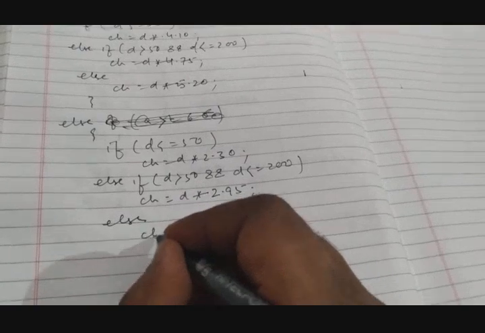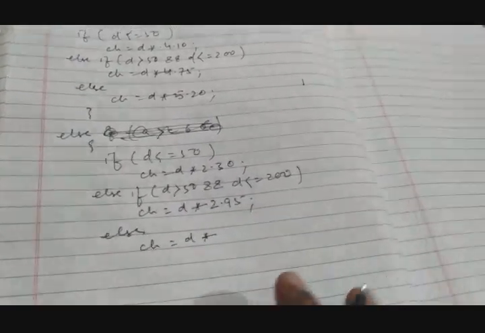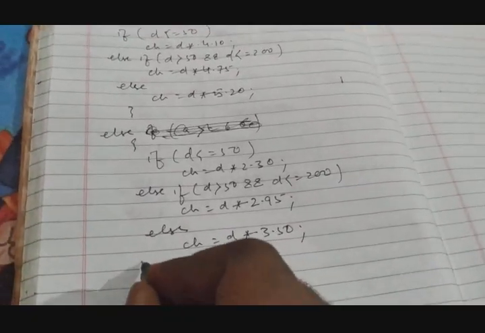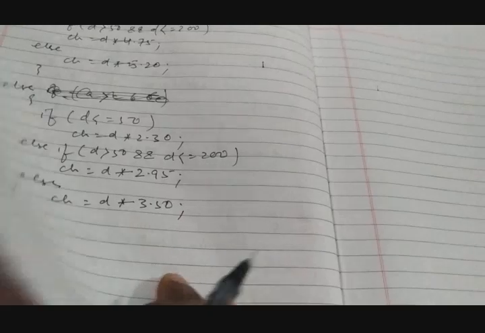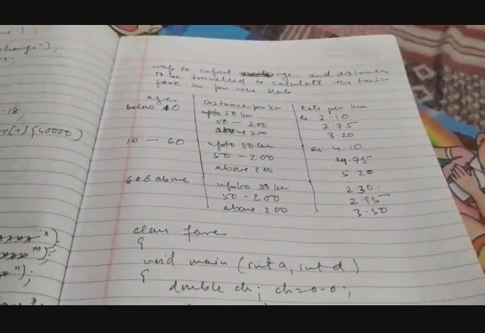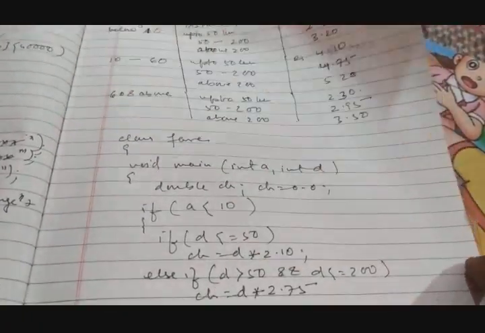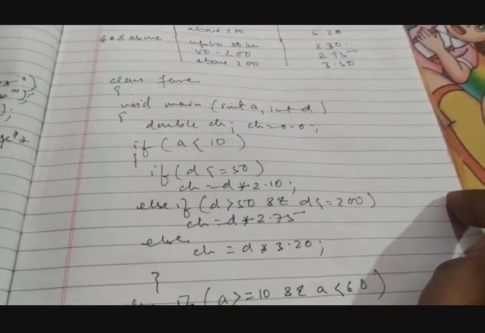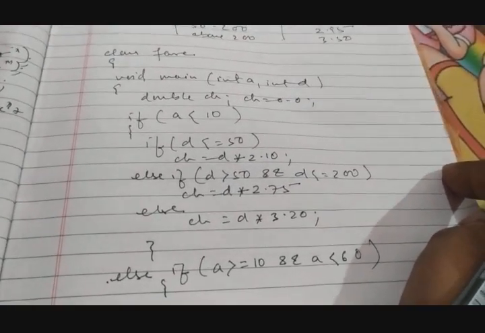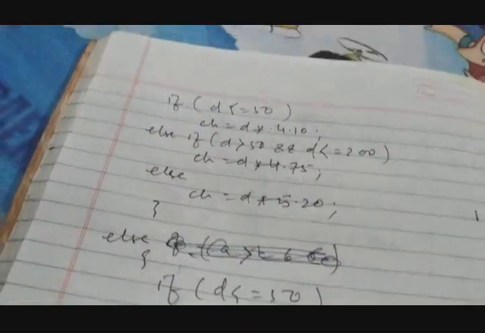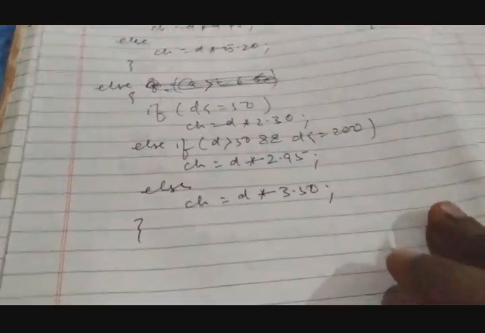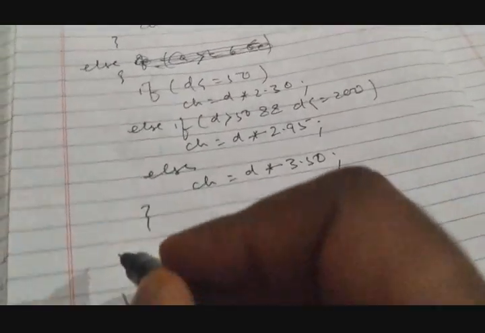Else charge equals distance into 3.50. Else closes it. So look at the program now. This is first for the age less than 10, then for the age 10 to 60. So now you need to print it out.